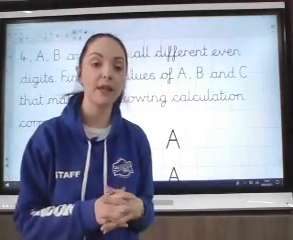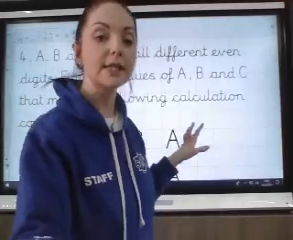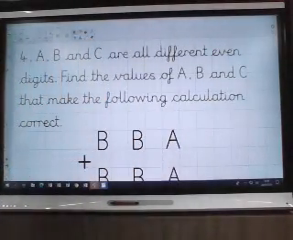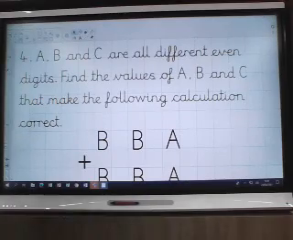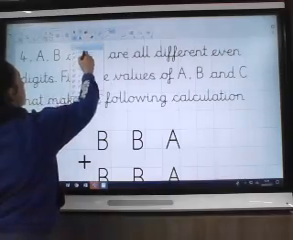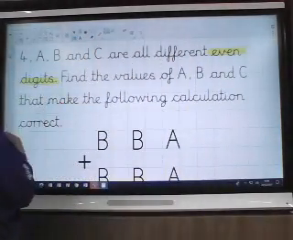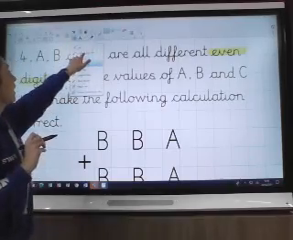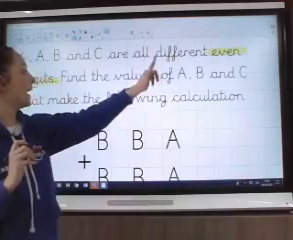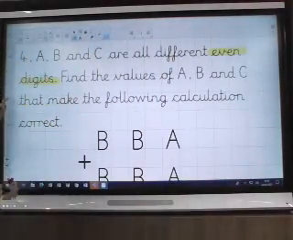On page 43 then, your first question, again, it's very similar to the one on the board, but I've changed it slightly. So just apply what we do on the board to work in your book. It says A, B and C are all different, even digits. Okay, that's a bit of key information there. They are all even digits. It says find the values of A, B and C that make the following calculation correct.